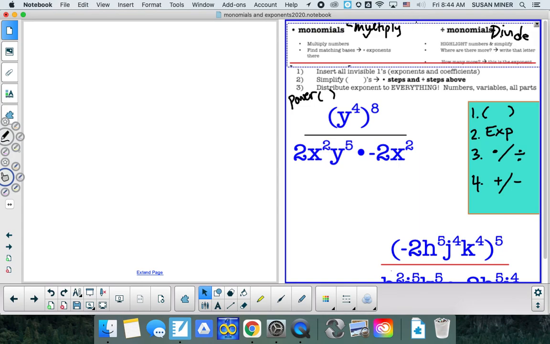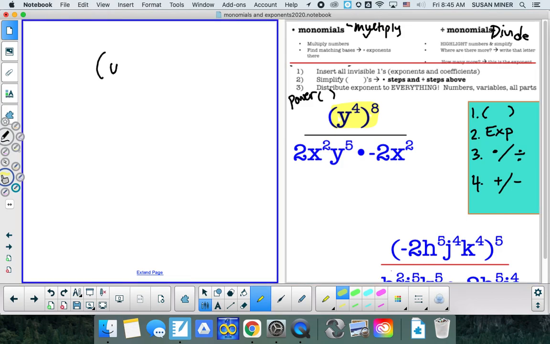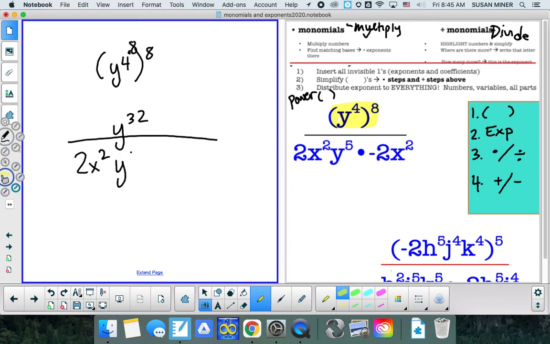Let's take a look at just this first problem, and I'm going to start with this up here because parentheses. So the first thing I'm going to simplify is y to the 4th raised to the 8th power. And so I'm just going to distribute that 8th power inside. And so the top part of my equation now is y to the 32nd. And that's all going to be over 2x squared y to the 5th times negative 2x squared.